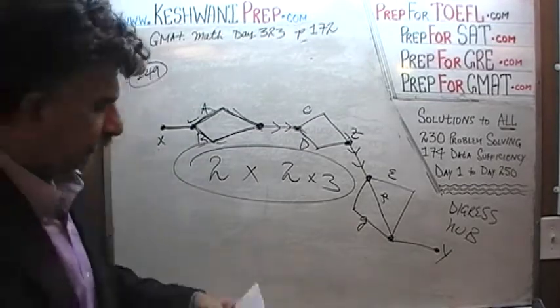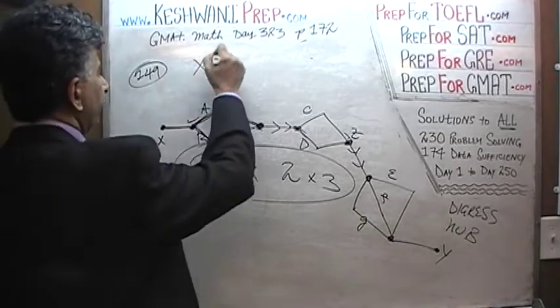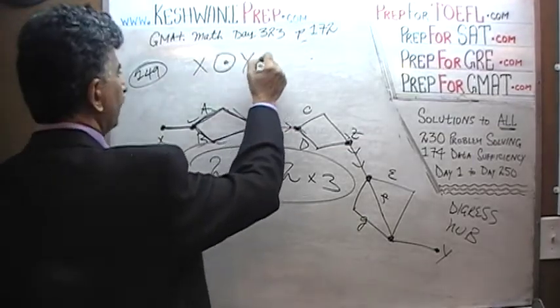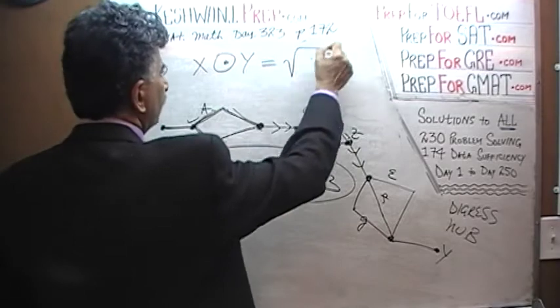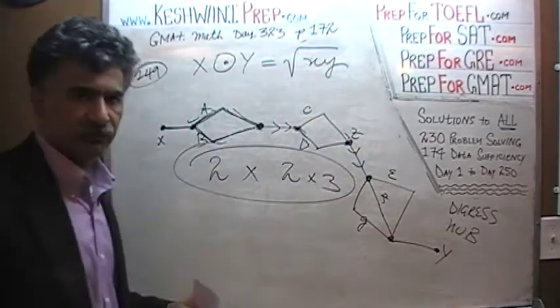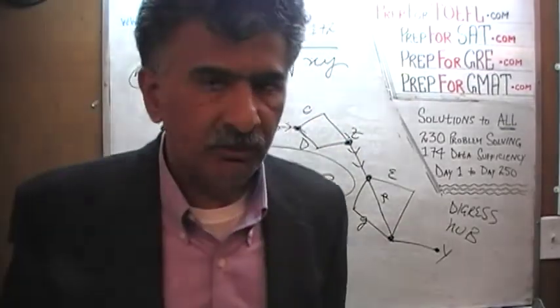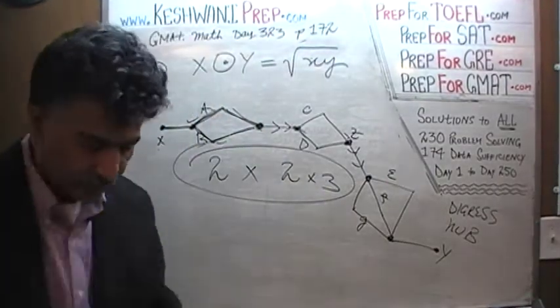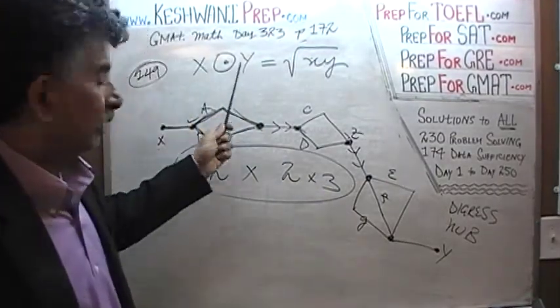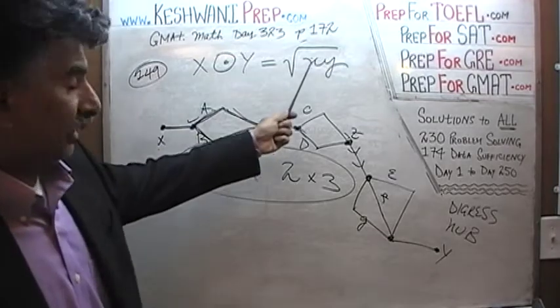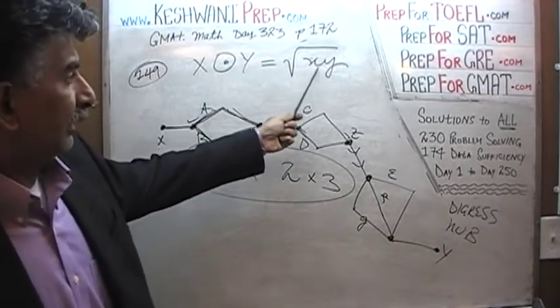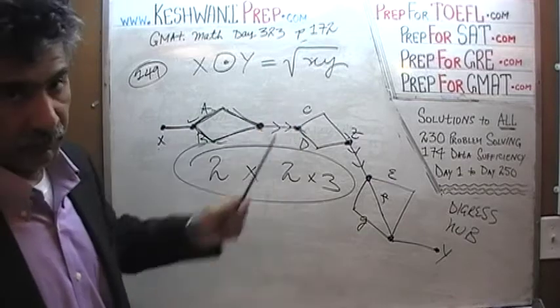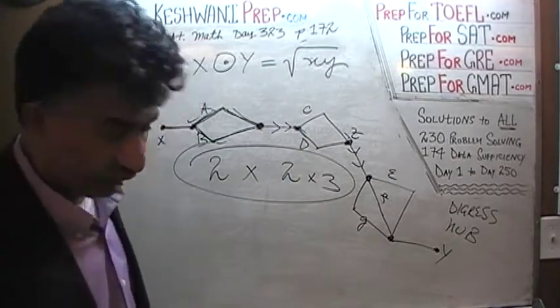Number 149 tells us that if we were to see X, a circle with a dot in it, and Y, what we are supposed to do is take the square root of their product. We are told that if we see two numbers, one on the left hand side of the circle and one on the right hand side, then our instruction is to take the product and then take the square root of the product. Very simple instruction.